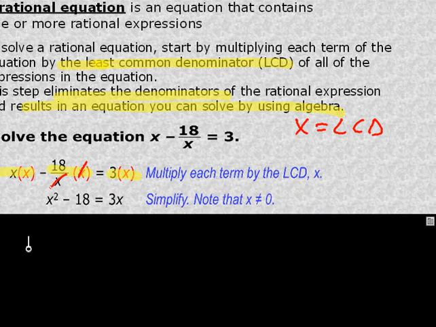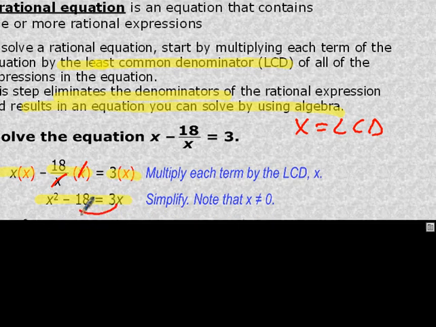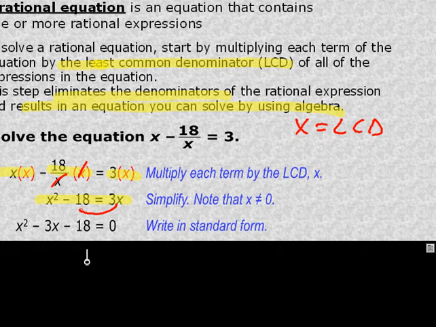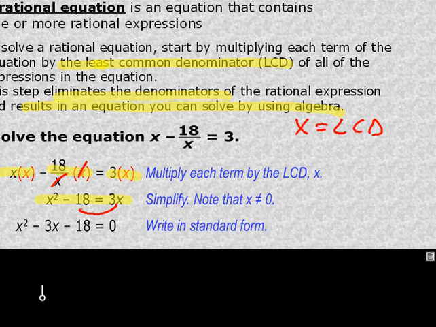Well, what is this? How do we solve this? It's going to be a quadratic. And you can solve it any of the ways that you know how to solve quadratics. The easiest thing to do, I think, is going to be to move this over, factor it, and use zero product property. So this factors into x, what is it? x minus 6 and x plus 3.